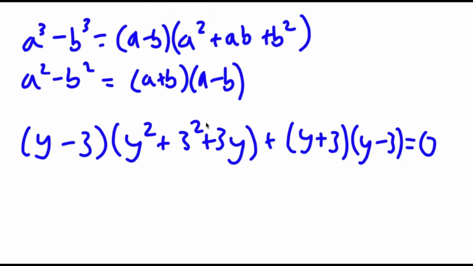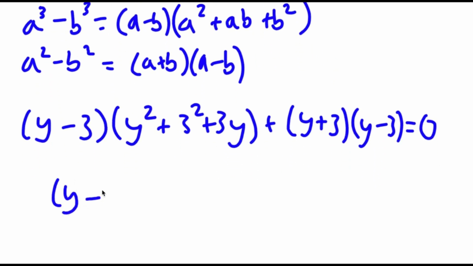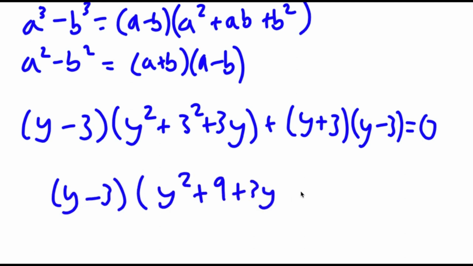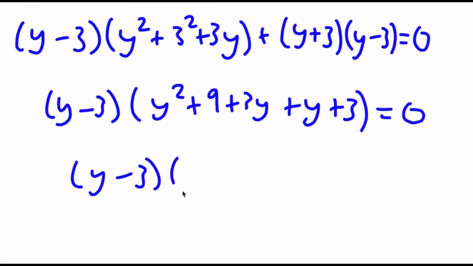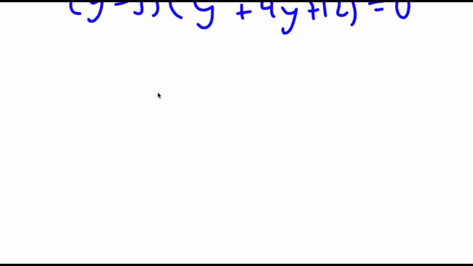and this is equal to 0. Now if I factor out y minus 3, I get y minus 3 times y squared plus 9 plus 3y plus y plus 3. This is equal to 0. And this simplifies into y minus 3 times y squared plus 4y plus 12 is equal to 0.